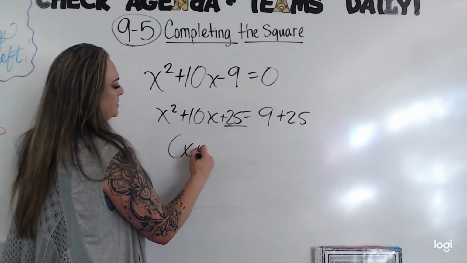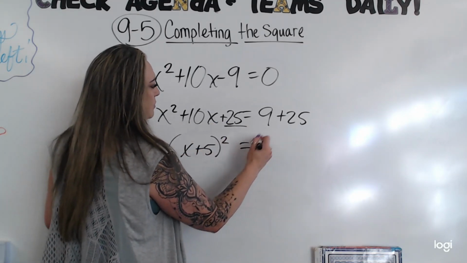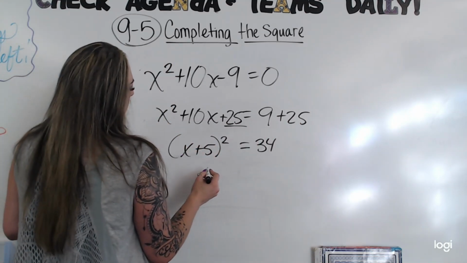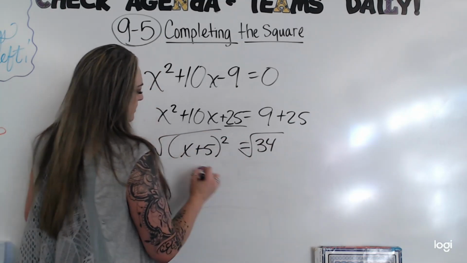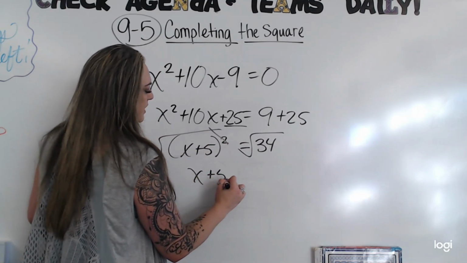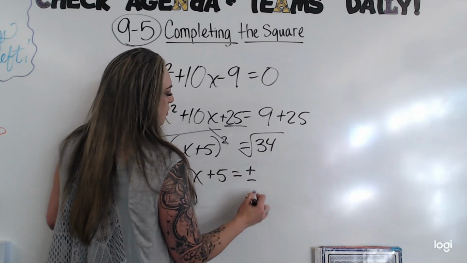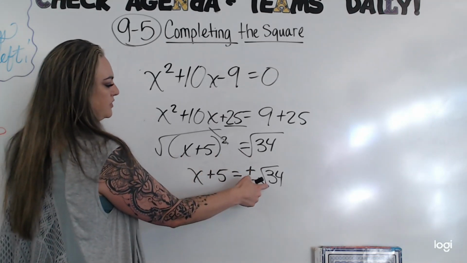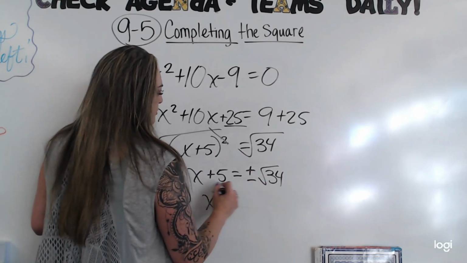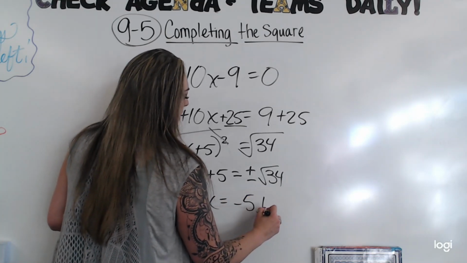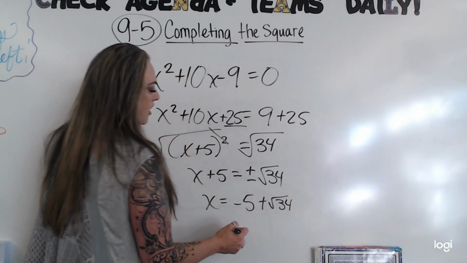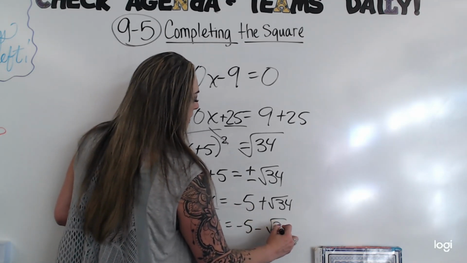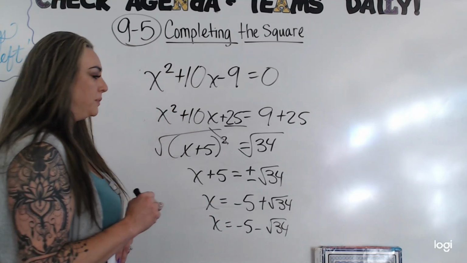Rewrite this as x plus 5 squared equals 34. Find the square root of both sides. It cancels that out. X plus 5 equals plus or minus the square root of 34. Again, not a perfect square, so we leave it like that. And then we subtract 5. So our two answers are -5 plus the square root of 34 and -5 minus the square root of 34.